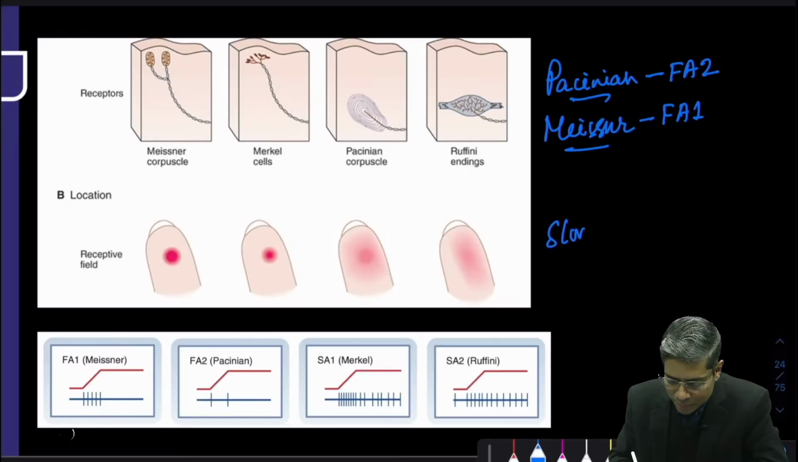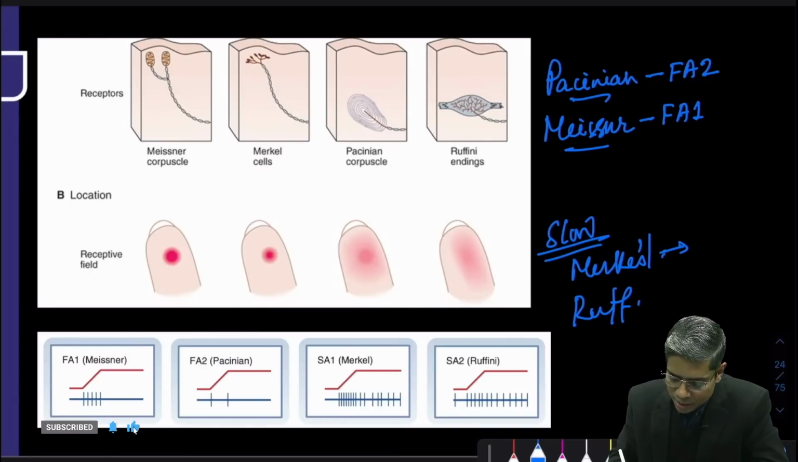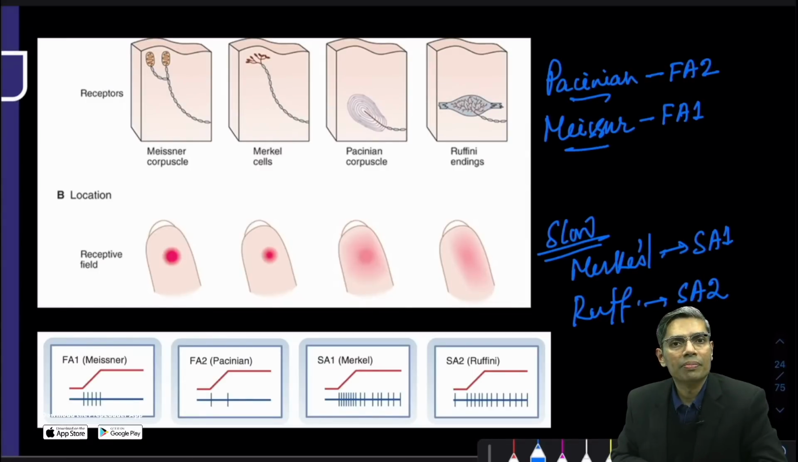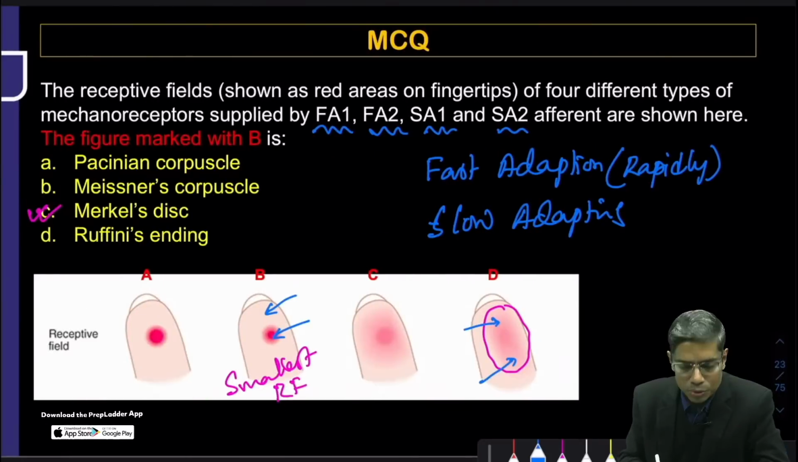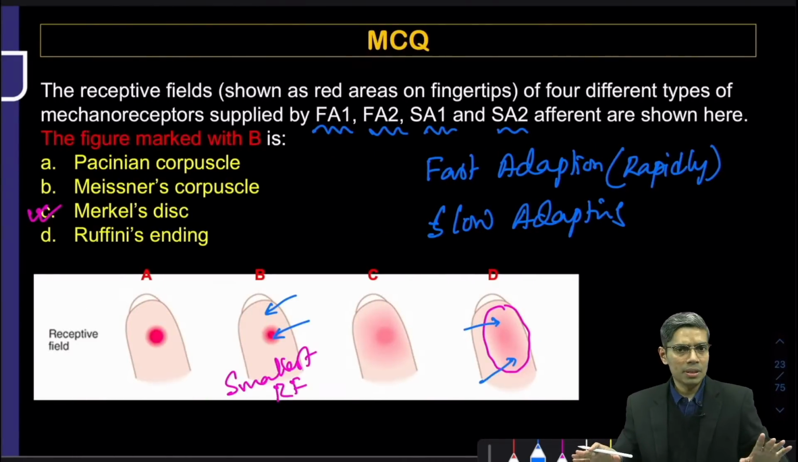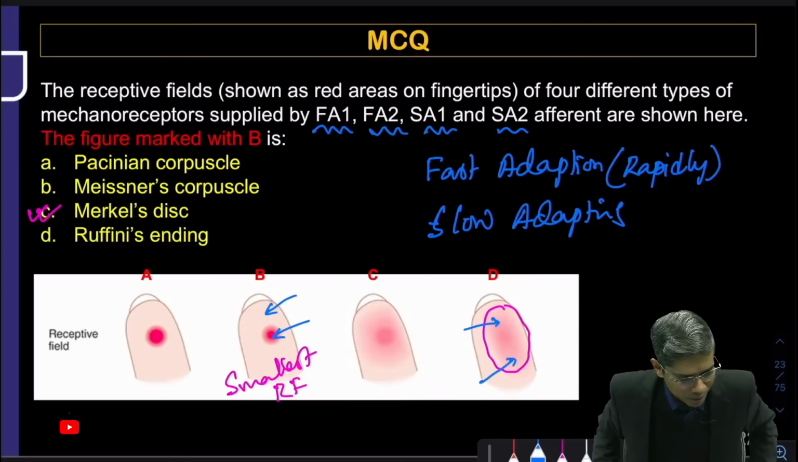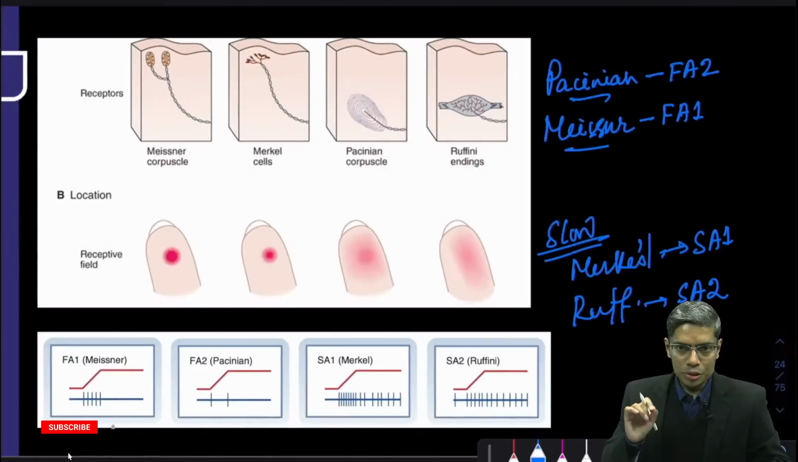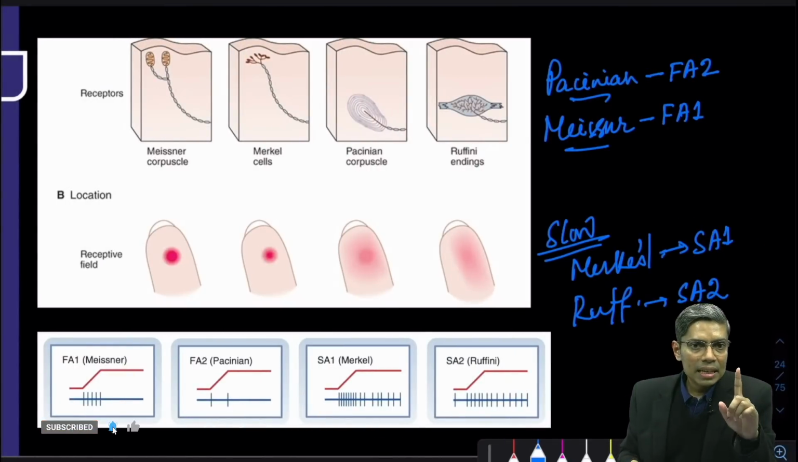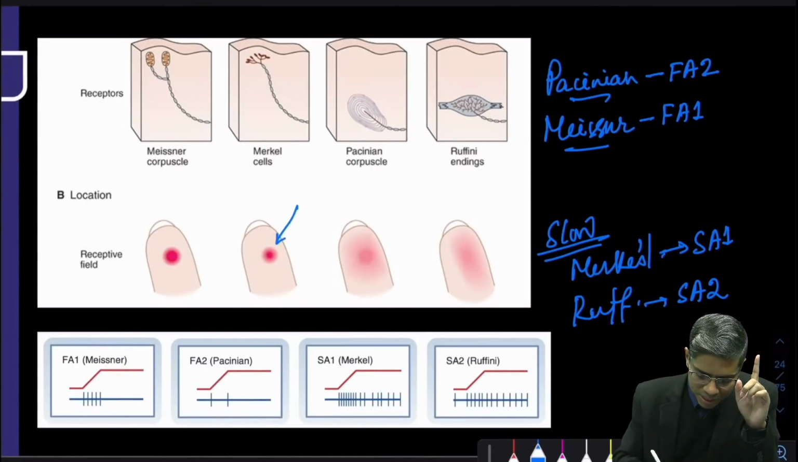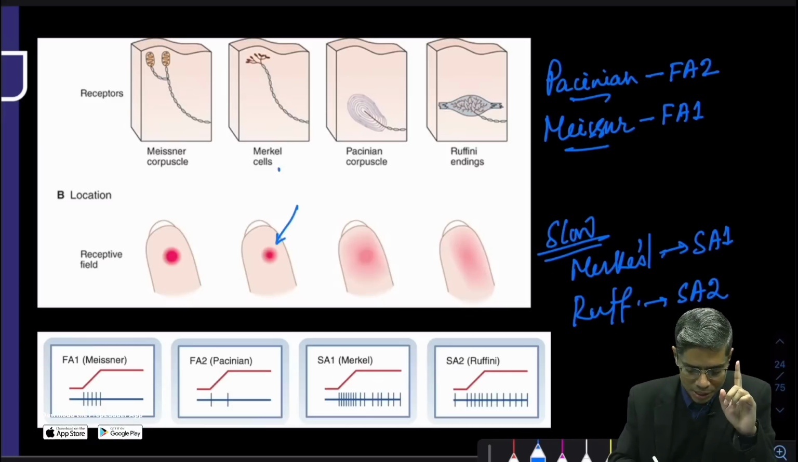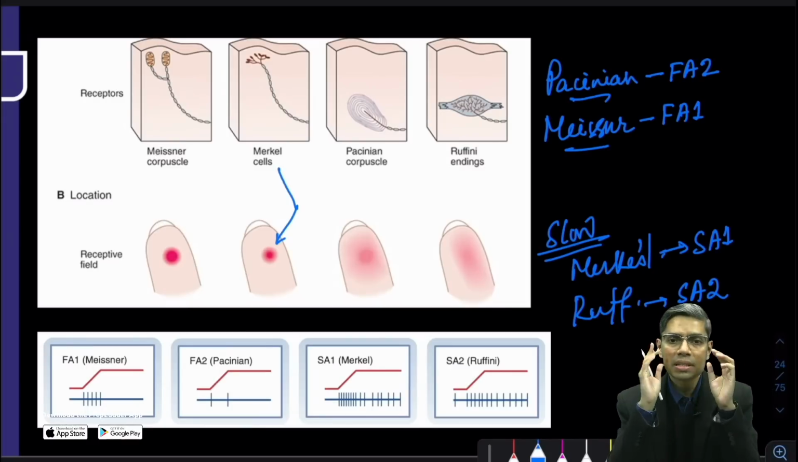Similarly, the main slow adapting receptors in our body are the Merkel's and Ruffini's, right. Merkel's has the smallest receptor field, so that's why this is SA1, and Ruffini's has the largest receptor field in comparison to Merkel's, so that's why this is SA2. Understood? This SA1, SA2 naming is just to make you confused, otherwise there is no meaning of this, right. So in this question, the only information that I have to remember is that the smallest receptive field touch receptor is the Merkel's. Please note down, smallest receptive field touch receptor is the Merkel's, right.